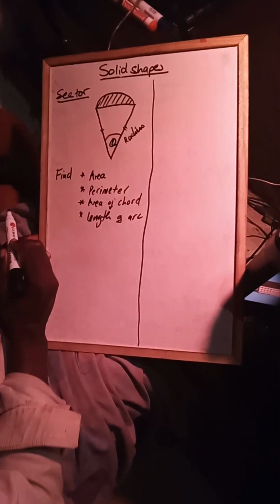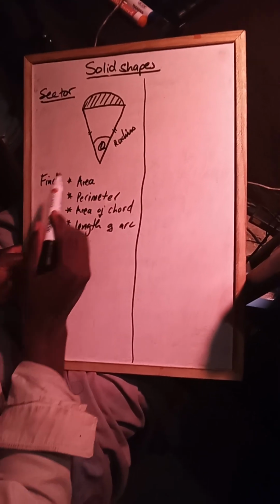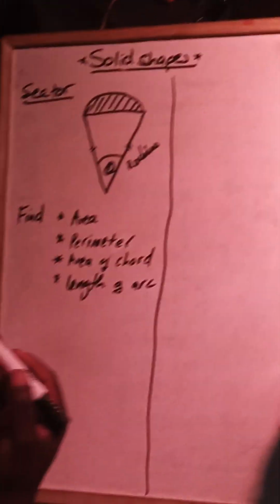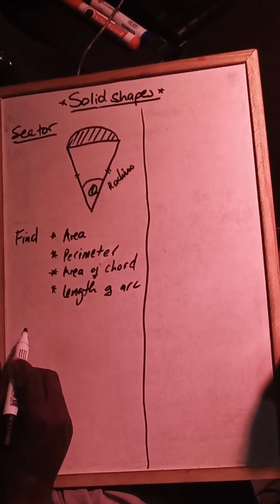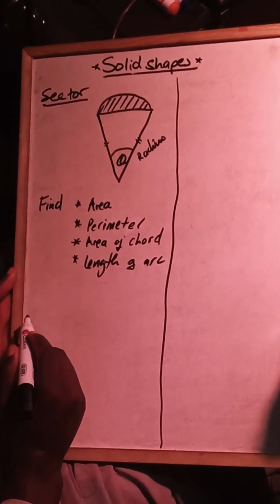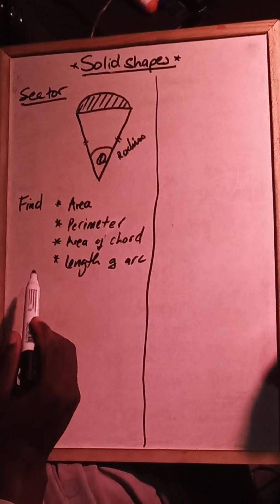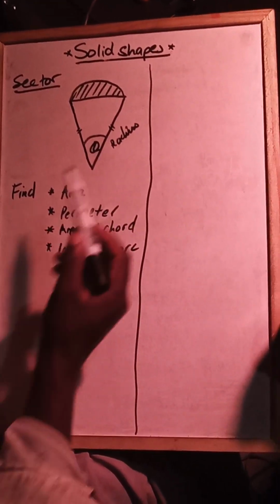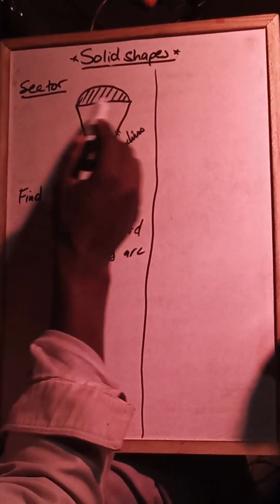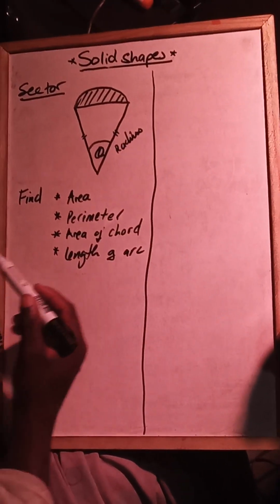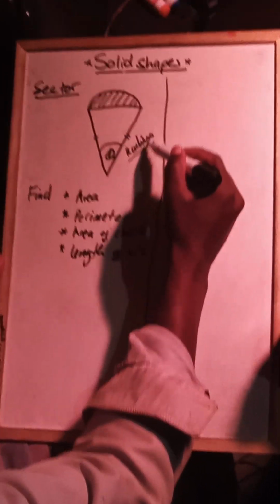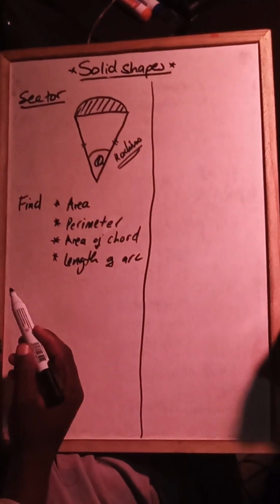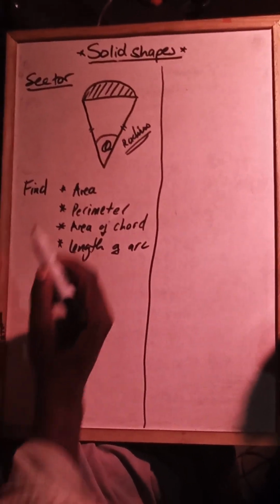Today, I want to look at solid shapes. With me here is a sector as the solid shape. On a sector, we must know that a sector is part of a circle. So this side and this side are equal, and that one's a radius.